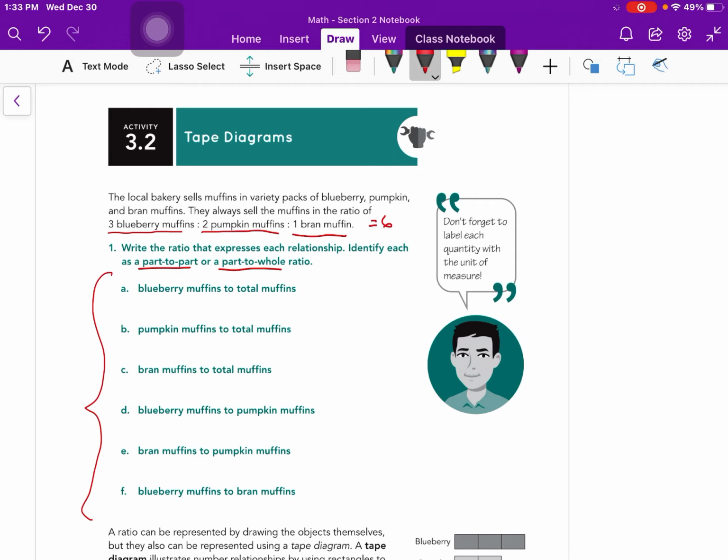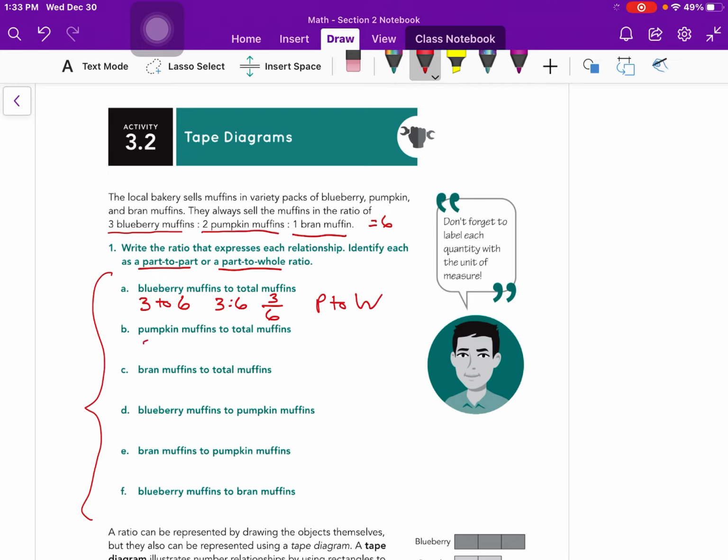Okay, hopefully you've got ratios for each one. Let's see what we came up with. First one says blueberry to total. Well, that would be a 3 to total was 6. So 3 to 6, I can write it any way I want. Would that be a part to part or part to whole? I think that is a part to whole.